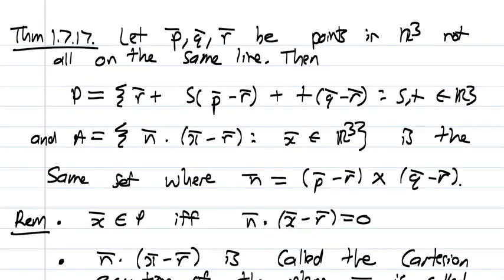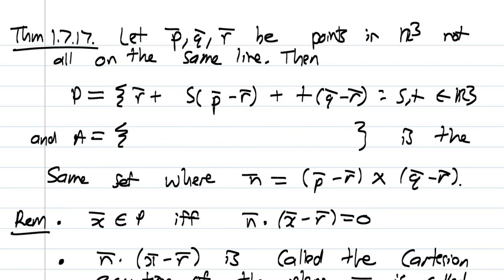All right. Now for another important theorem. Theorem 1.7.17. If P, Q, and R are any three distinct points in R3 not lying on the same line, then the following two sets are the same. The set P, r plus s times (p minus r) plus t times (q minus r), where s and t are real numbers, and the set A, n dot (x minus r) equals 0, where x is any 3D vector, is the same set where n is (p minus r) cross (q minus r). Oh, my apologies. This should be the other way around.